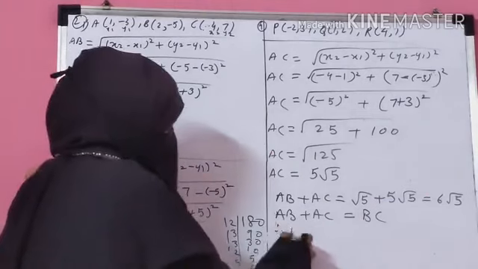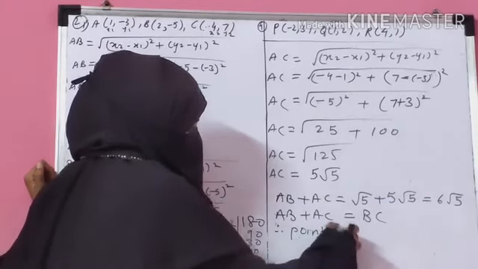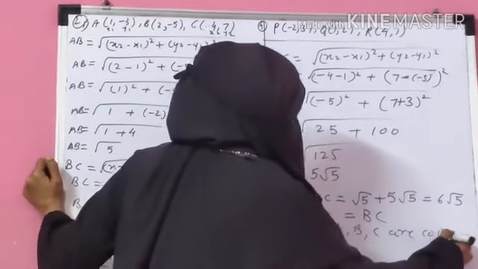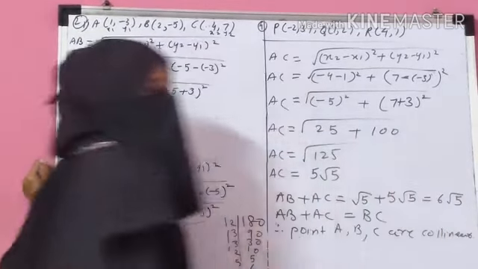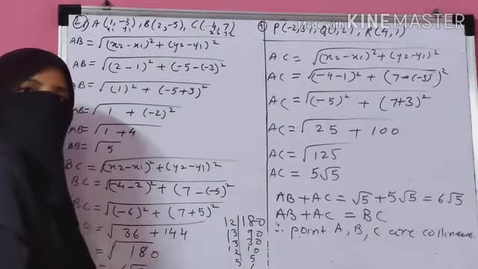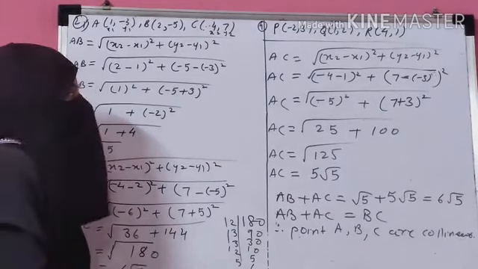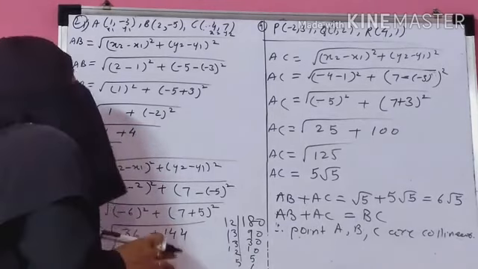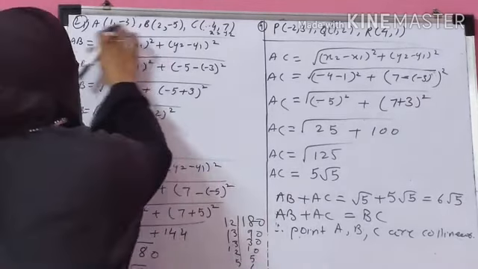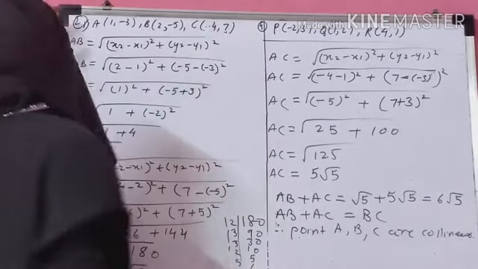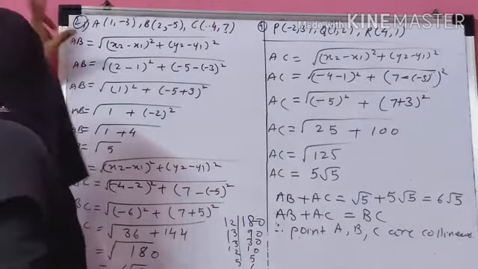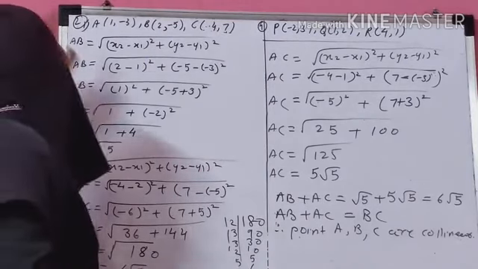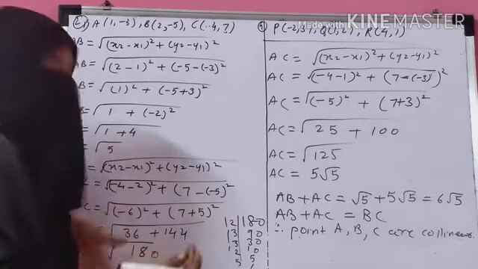So therefore, points A, B, C are collinear. Okay. These points are collinear, as the addition of the smaller distances is equal to the greater one. Got it? Once more, see here. Here you have to determine whether these points are collinear or not. So to determine whether these points are collinear or not, take the pair of two points and find the distance.